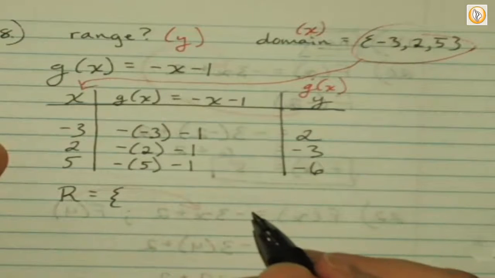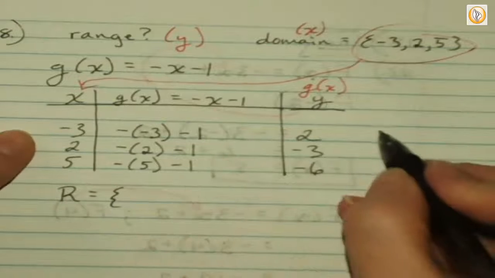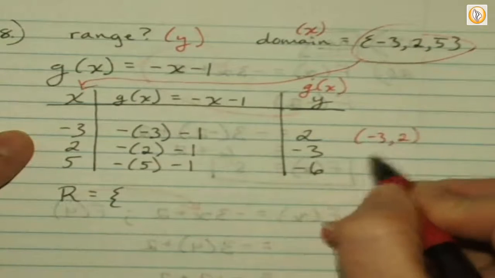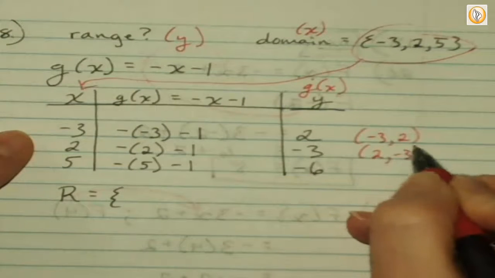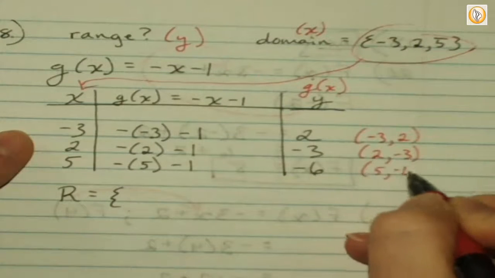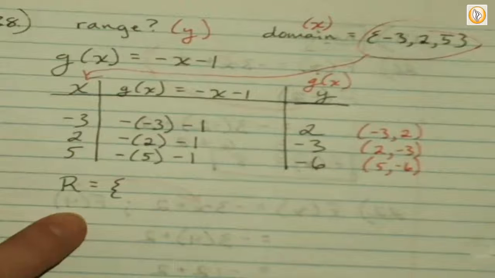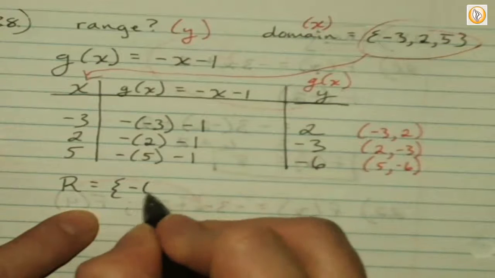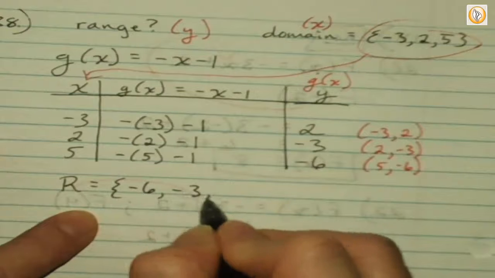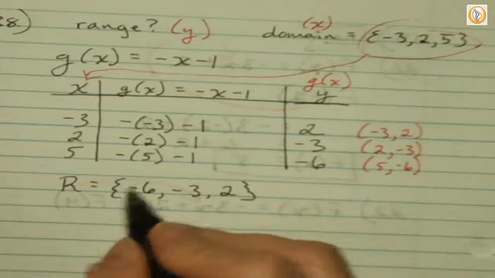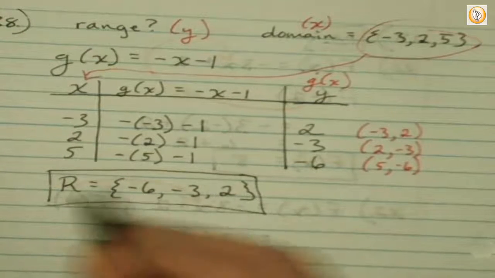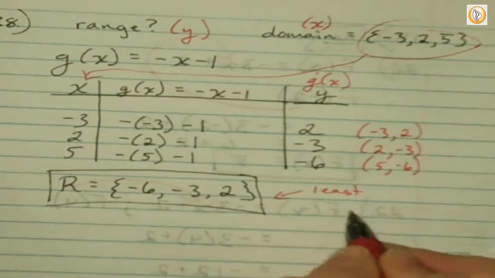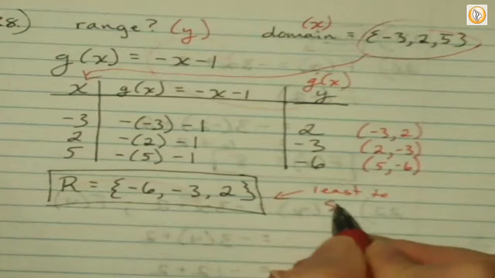They're asking what the range is. So we could write them in ordered pairs, because this is what they'd look like. But all they're asking for is your range, and you're writing them from least to greatest. So it would be negative 6, negative 3, and 2. Can we do just ordered pairs? No. We have to follow directions. So least to greatest.